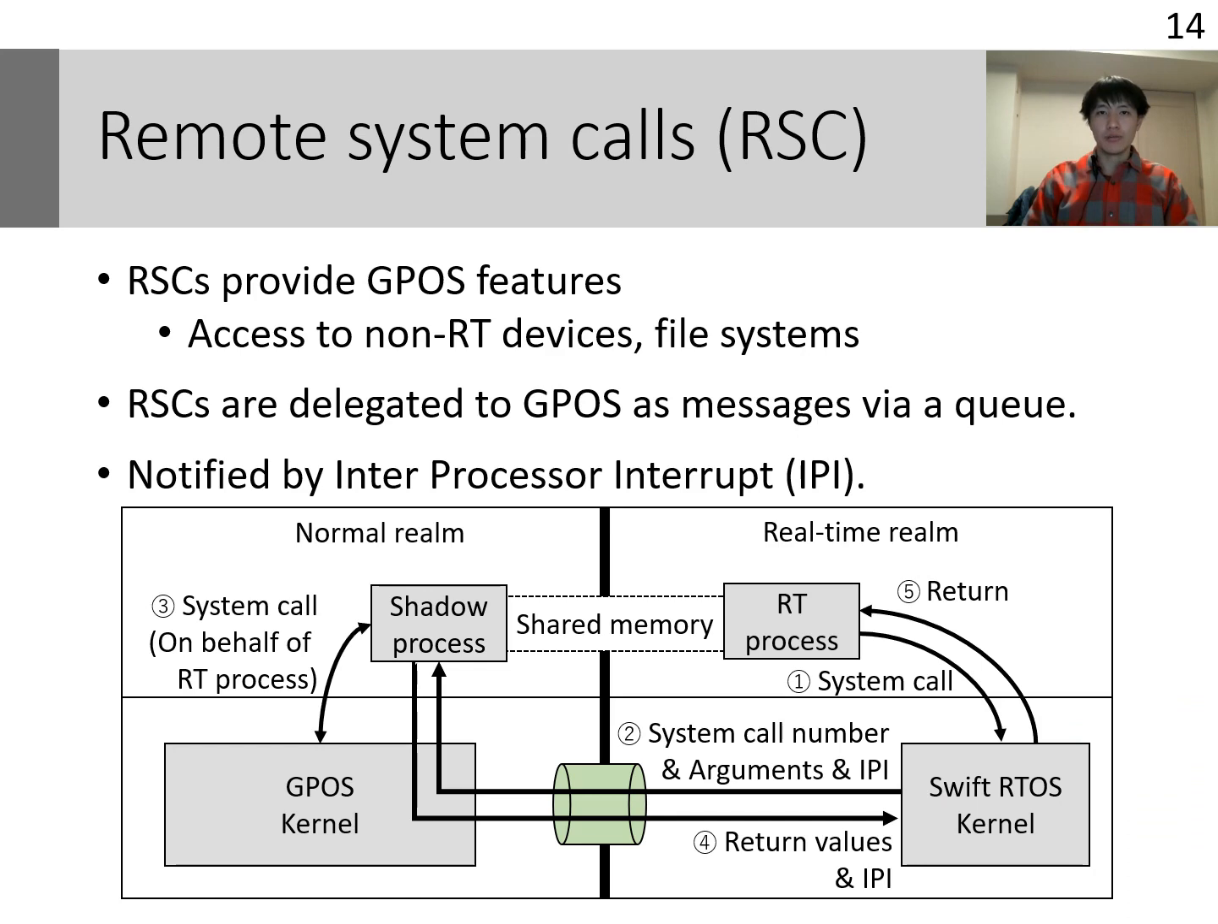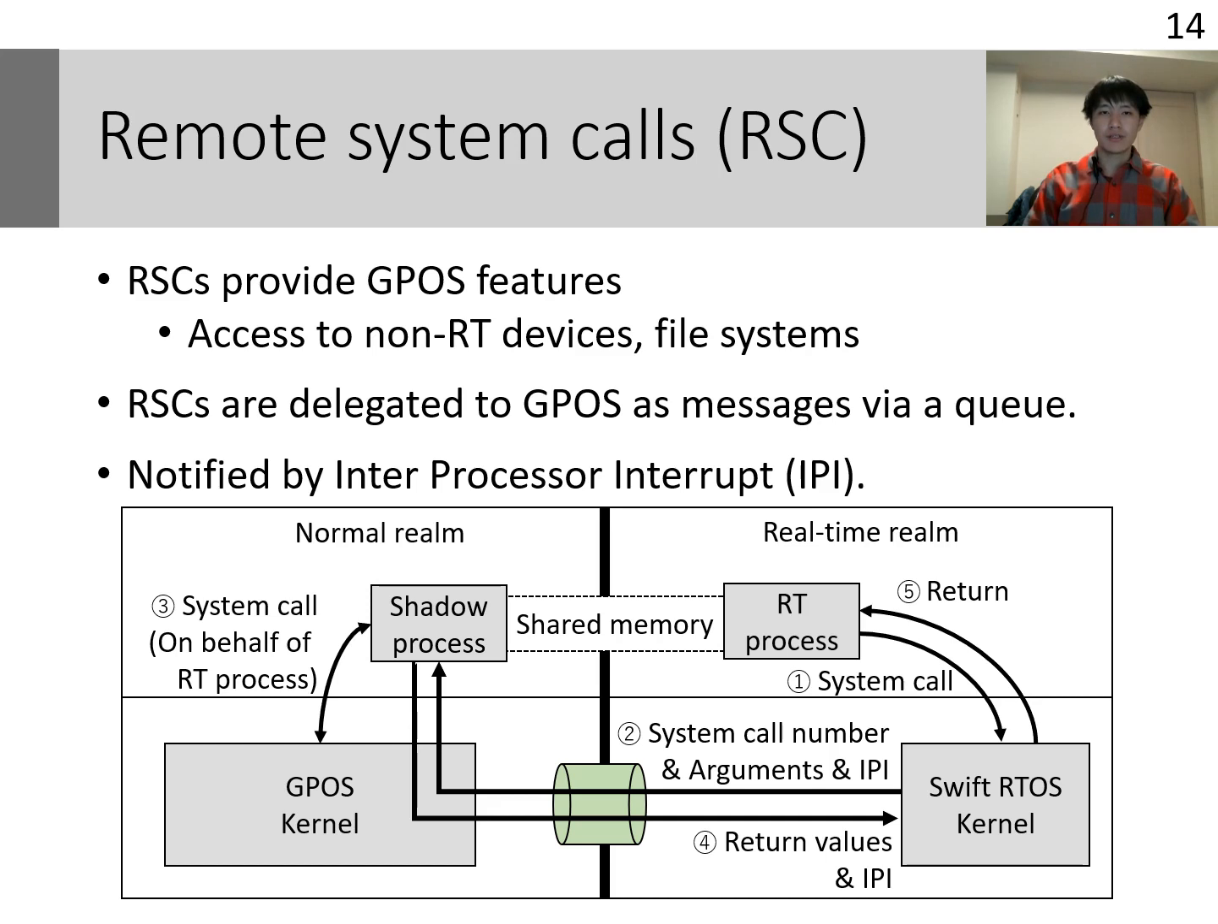On the other hand, remote system calls provide access to non-real-time devices, file systems, and features of general-purpose operating systems in the normal rhythm. Remote system calls are delegated from the real-time rhythm to the normal rhythm by messages and notified by inter-processor interrupts (IPI). The overall calling procedure is shown in this illustration, having an RT process and a shadow process in different rhythms on the same piece of memory and memory address space.